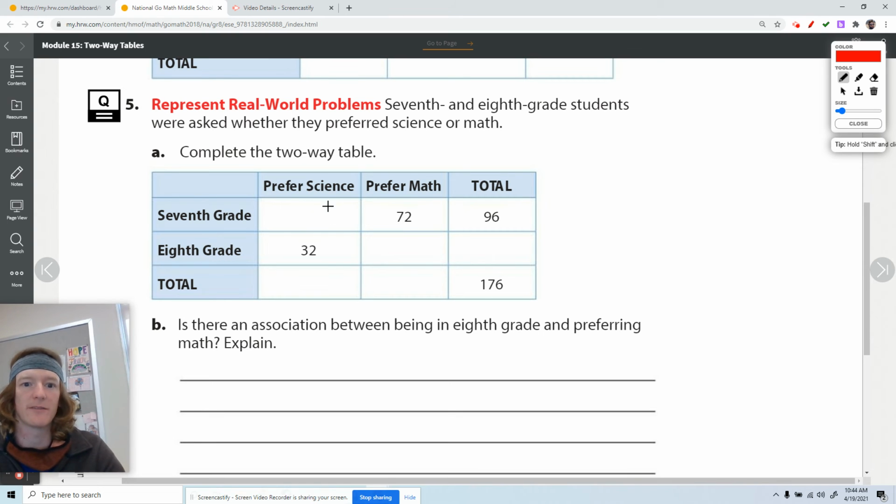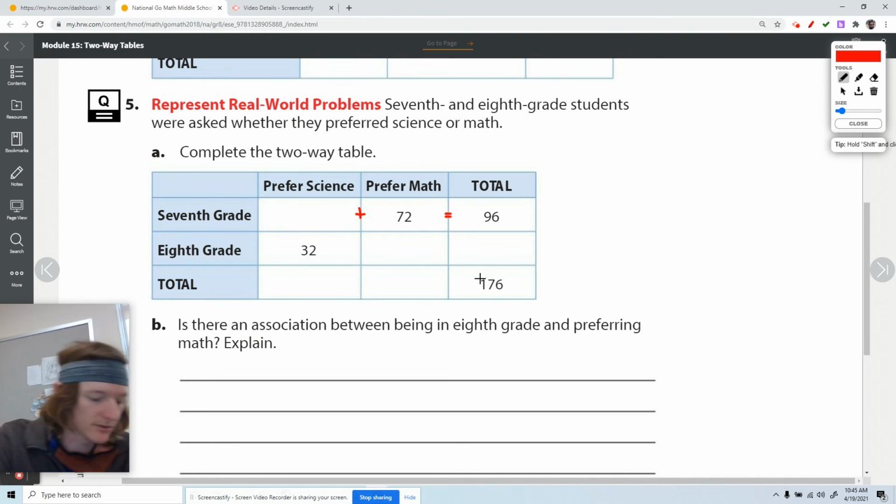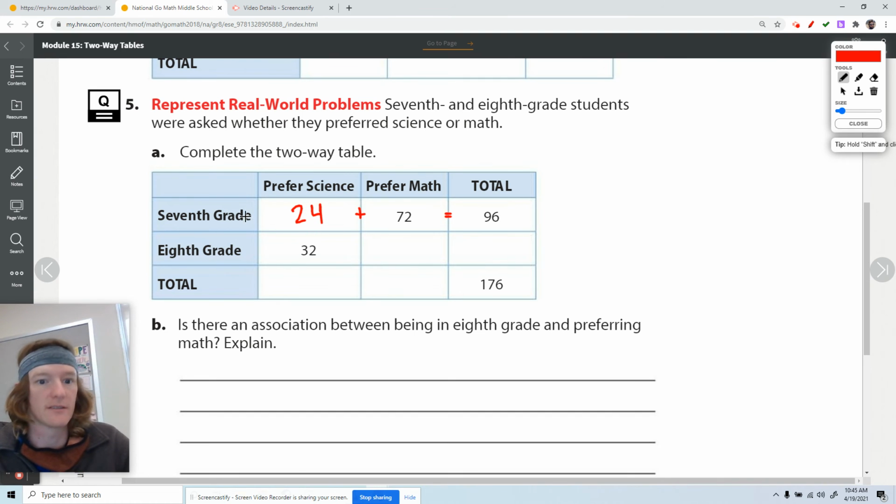7th grade students, we have a bunch who prefer science, some anyway, and some that prefer math, and we have a total amount of students. So let's complete this table. What goes in this box? Well, this number plus this number equals 96. So let's do 96 minus 72. This is 24 people in 7th grade prefer science. 72 in 7th grade prefer math.